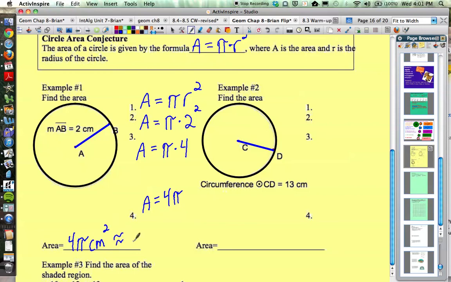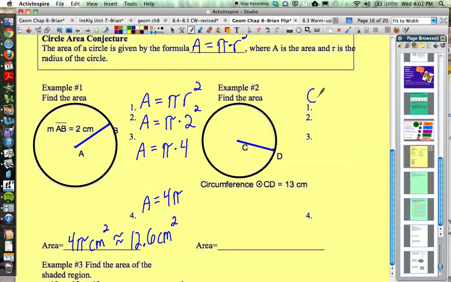Now, as a decimal, that's approximately 12.6 square centimeters. So that's an easier type of problem. What if you had example number 2, though? It says find the area, but notice you're not given a radius. You need a radius in order to get the area of a circle. Now, you are given the circumference in this problem, that is 13 centimeters. If we know the circumference, we can get the radius.